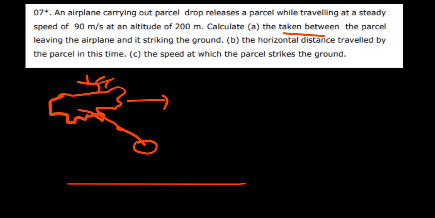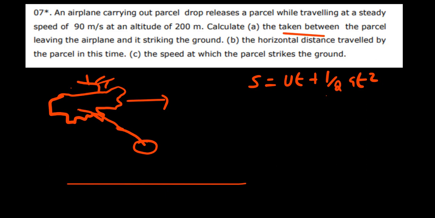Okay, so let's see which one has time. S is equal to ut plus half at squared. Are we given the distance at an altitude of 200 meters? Okay, u, it was like it just dropped, so that would be 0. I think this one will work.